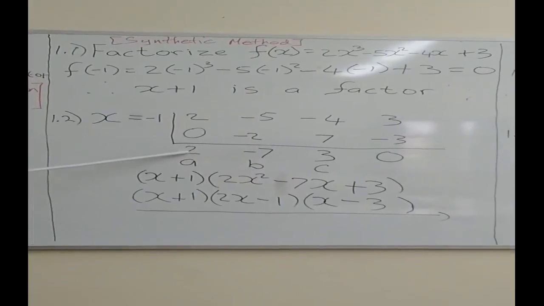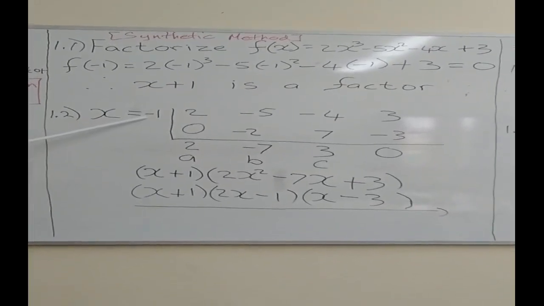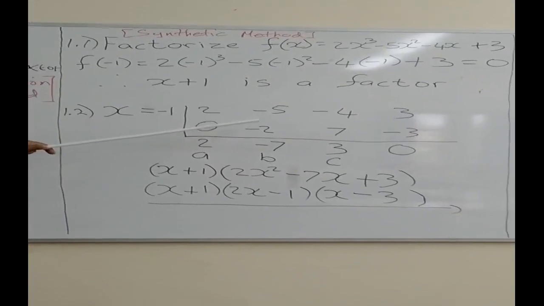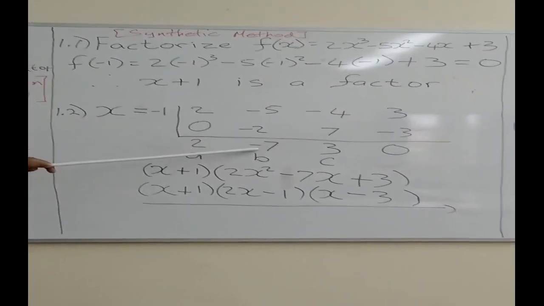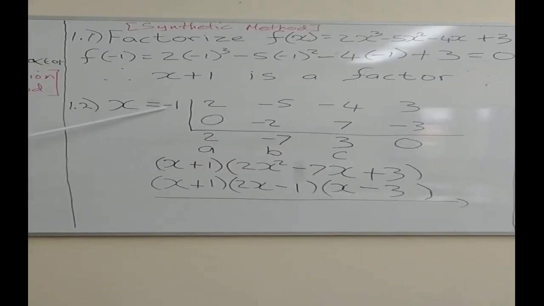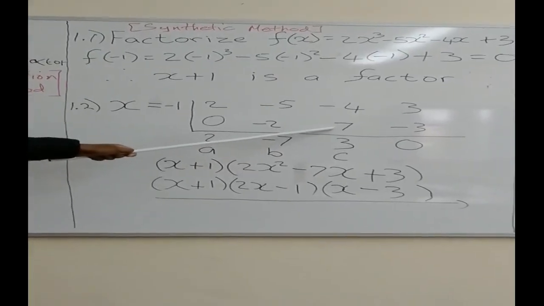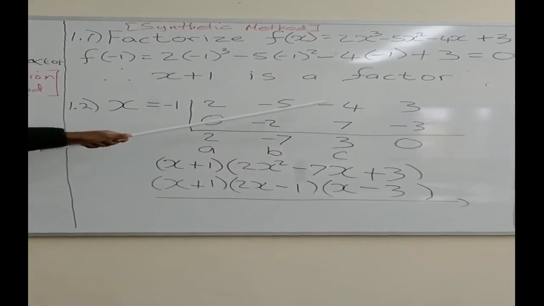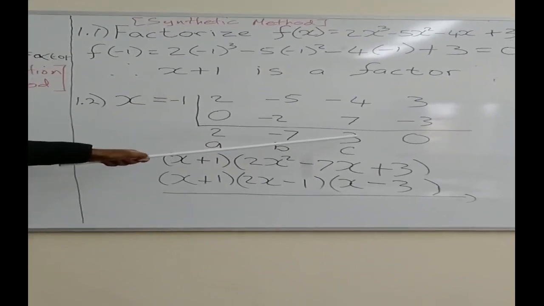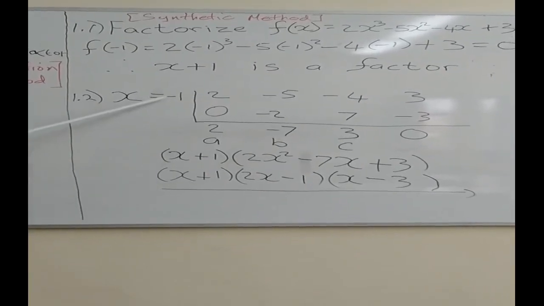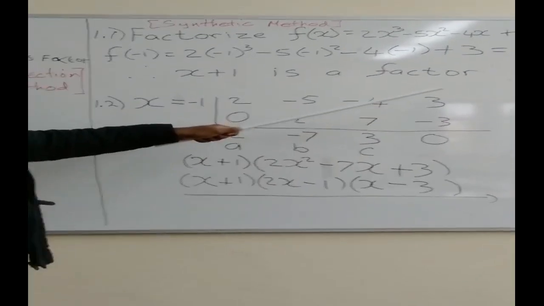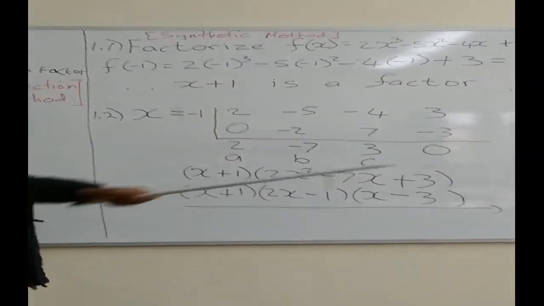We say this 2 multiplied by this negative 1 gives us a negative 2. And then we say minus 5 plus minus 2 will give us a negative 7. And then negative 7 multiplied by negative 1 will give us a positive 7. And then minus 4 plus 7 will give us a positive 3. And then positive 3 times negative 1 will give us a negative 3. And then 3 plus negative 3 will give us a 0.